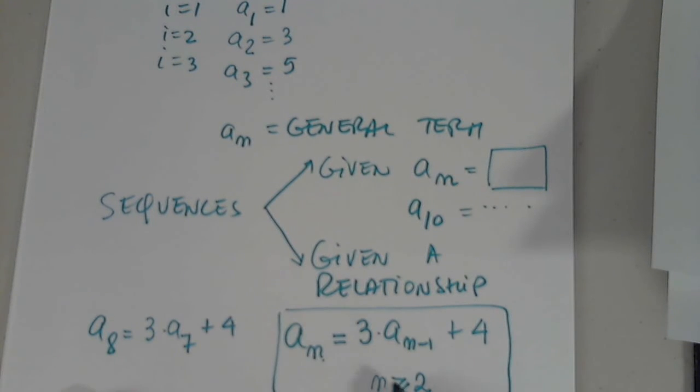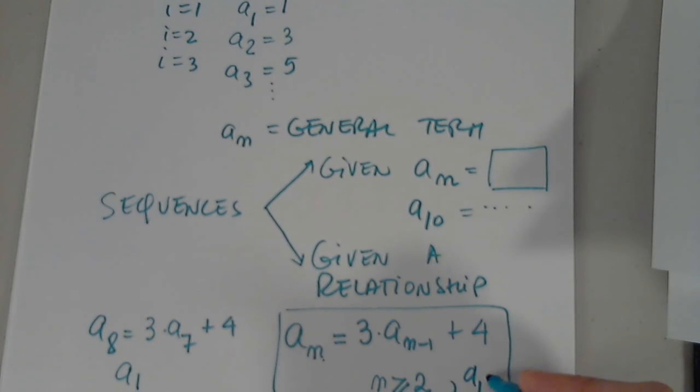But here, I'm given a relationship. The relationship says that every term of the sequence depends on the term before it. So if I want A10, I have to determine A9. But now I don't have A9. So I have to determine A9, but I don't have A8. So basically, I have to start with A1 and A2 and so on and so forth. In this case, A1 has to be given to us.